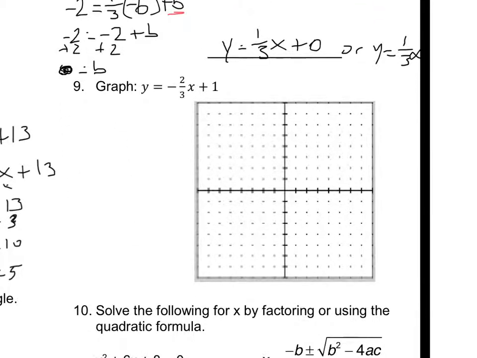Graph negative 2/3 x plus 1. Well, I always start with the y-intercept on the y-axis, then I plot a point right there. And then I apply this slope, negative 2 over 3. So negative 2 in the numerator is the rise, because it's negative we go down. And the denominator is 3, it's positive we go to the right. So I'm going to go down 1, 2, to the right 1, 2, 3. Plot that point. Down 1, 2, to the right 1, 2, 3. And I always start from that y-intercept and then follow the pattern over and over again.